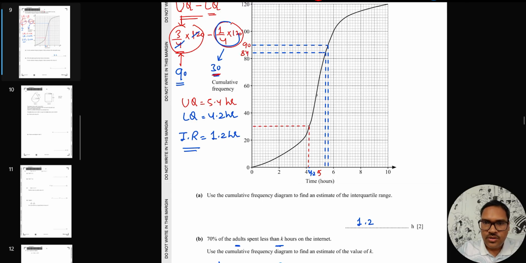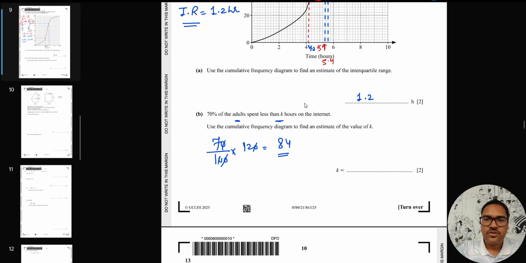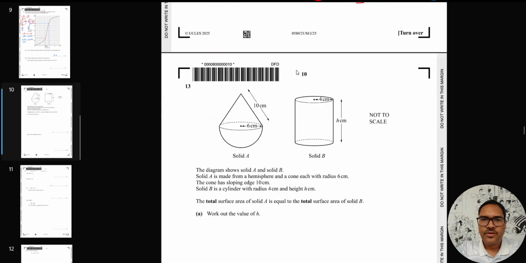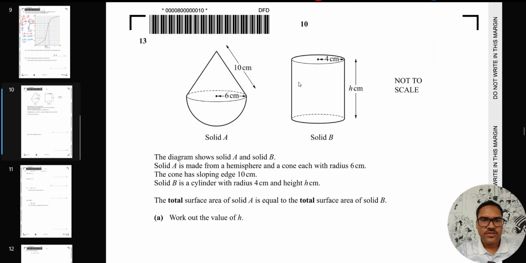Now this is 84, and what is this value? This is 5.2, this is 5.4. So what is the answer for this? This is 5.4. So this is the value of k. Okay. So what is the value of k? k is 5.4. I hope this is clear. Now let's move to the next question.